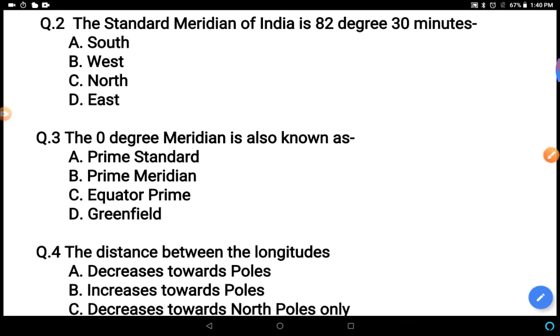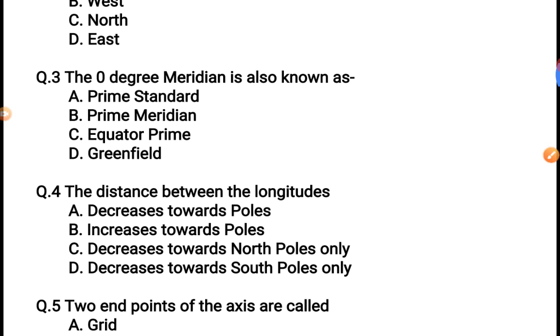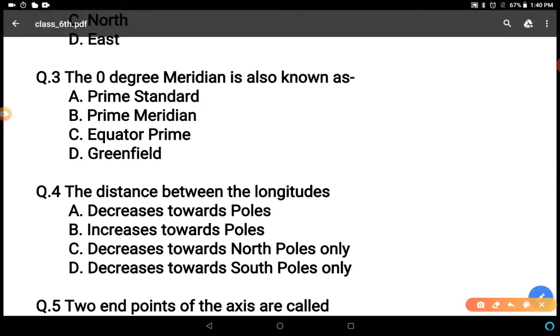Next, the 0 degree meridian is also known as: standard, prime meridian, equator prime, or Greenfield. So it's a very simple answer. The 0 degree meridian is also known as the prime meridian or Greenwich meridian or GMT, Greenwich Mean Time, right?